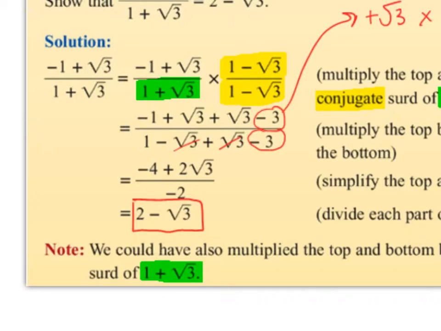Then we simplify. Minus 1 minus 3 is minus 4. And root 3 plus root 3, well that's really 1 root 3 plus 1 root 3. And 1 plus 1 is 2 root 3. Then on the bottom, 1 minus 3 is minus 2. And then minus root 3 and positive root 3, they will just cancel out. So we have minus 4 plus 2 root 3 over minus 2. Minus 4 divided by minus 2 is 2. 2 divided by minus 2 is minus 1. So you can say you've got 2 minus 1 root 3, or just 2 minus root 3.